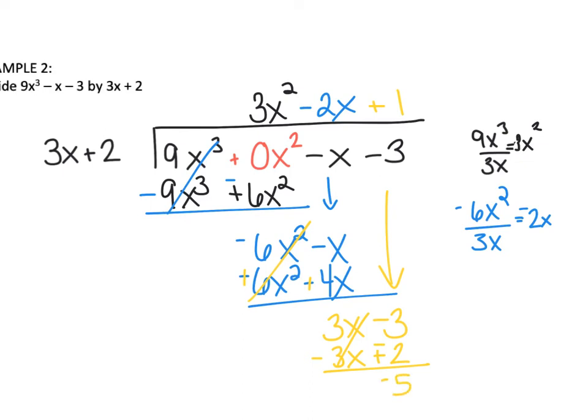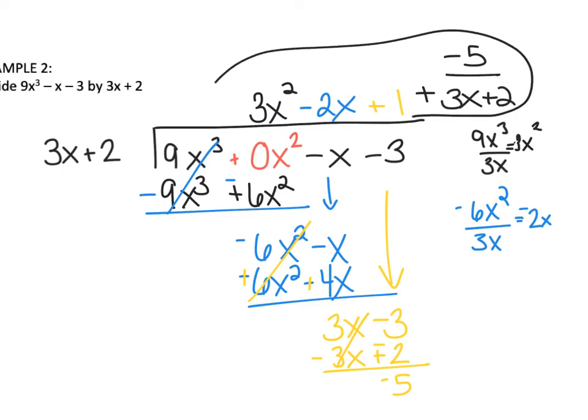So rather than putting r of negative 5 like you did back in elementary school, what we're going to do is write this as a fraction. So this would be, you can either put plus negative 5 over the divisor, 3x plus 2, like this, or you'll also see it as minus 5 over 3x plus 2.